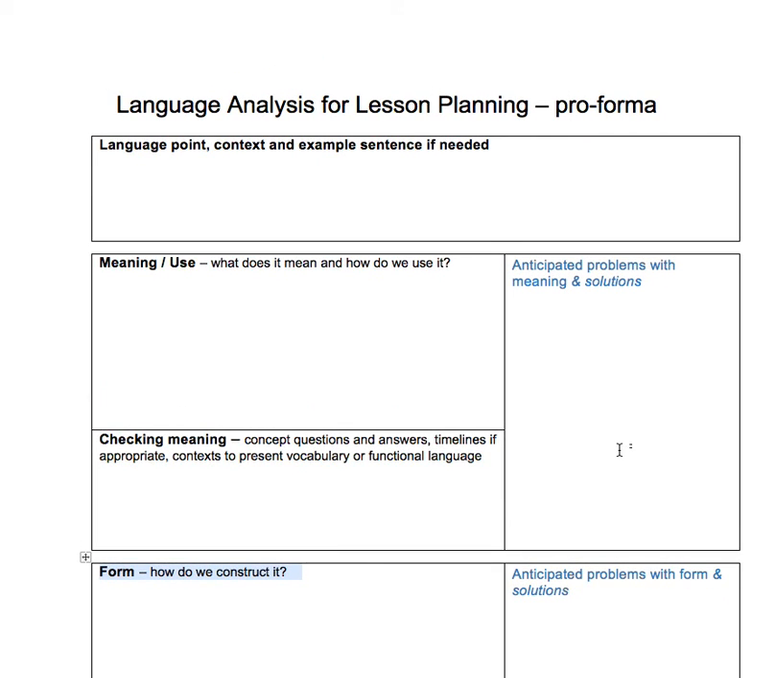This is the language analysis for lesson planning. You'll be doing these to go with your lesson plans, 1 for each lesson plan that you do. And we have some exercises to help you get to grips with this and see examples already done. Good luck.